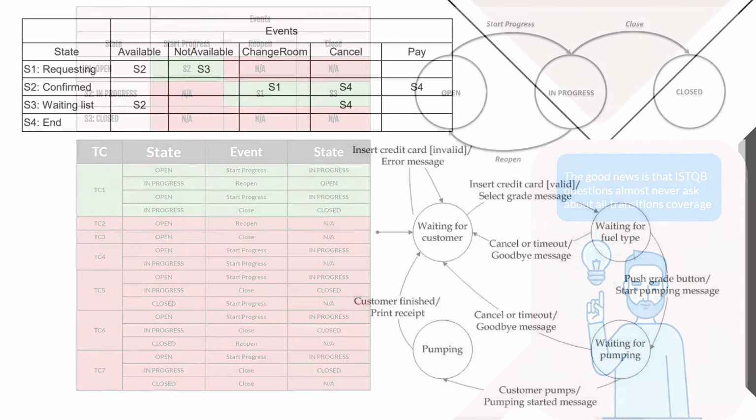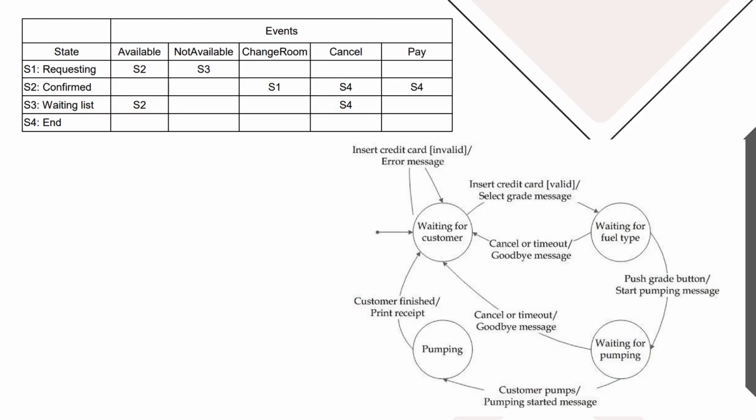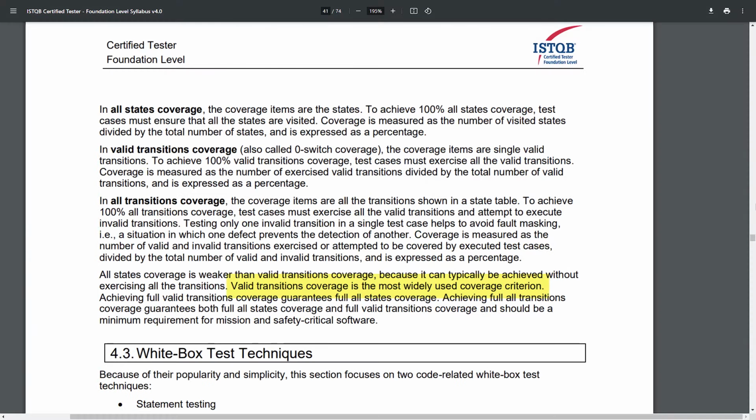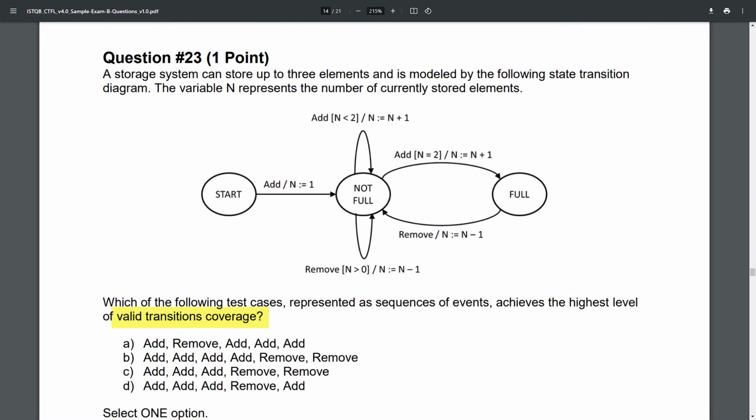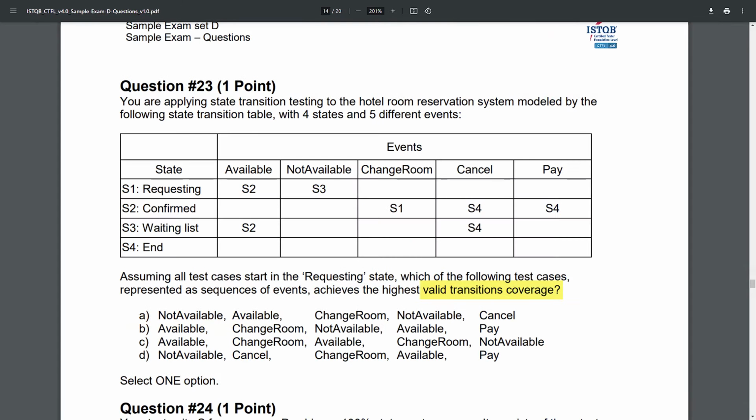Imagine if the table has 8 states and 5 events or more, this would make the situation very complicated, and finding the correct answer to a question with such a table or diagram would take much more than 5 minutes. That's why valid transitions coverage is the most widely used coverage criteria. We can see in the examples of questions in all 4 examples of examination tickets available on the ISTQB website. As you can see, the questions always ask about valid transition coverage. Because all state coverage is mostly too simple and all transition coverage is too complicated.